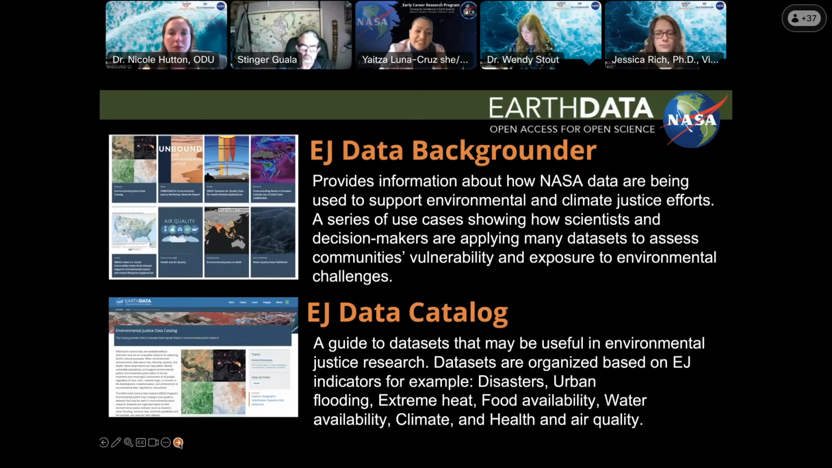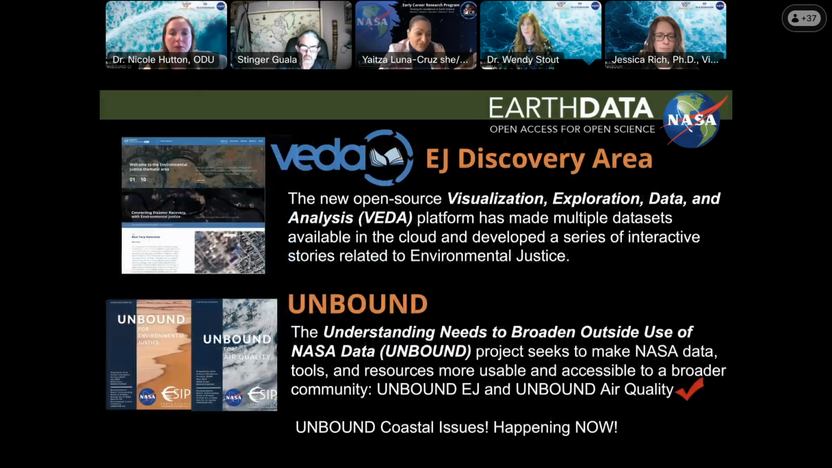Then we have the EJ Data Catalog. It's a complete catalog of data sets, with over 142 data sets that can be used for environmental justice. And it's organized based on EJ indicators, for example, disaster, urban flooding, extreme heat. It's a very simple, comprehensive data catalog so that people are aware of the data that they can use. I have to say, all the data is free, open, and available.